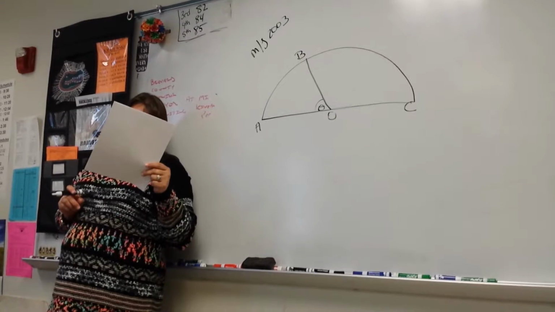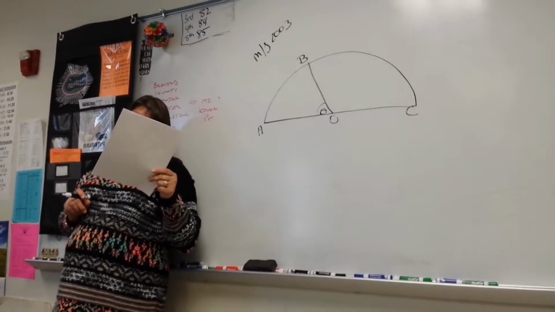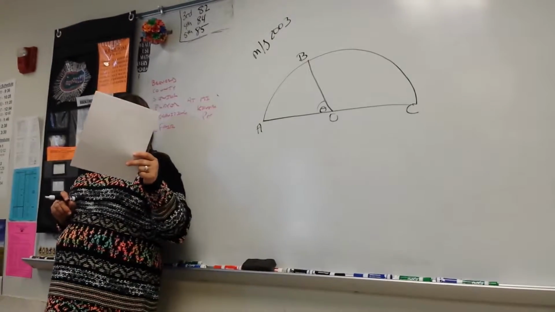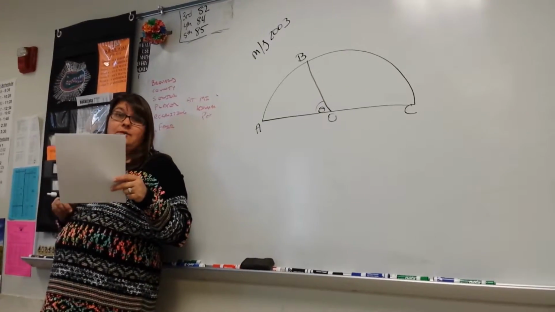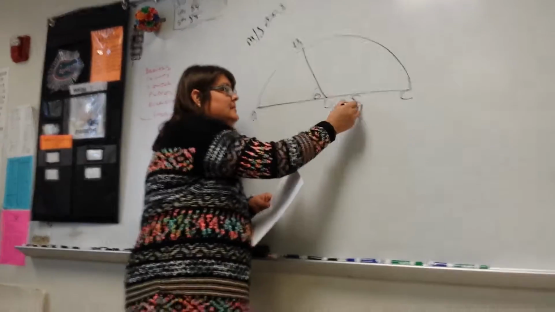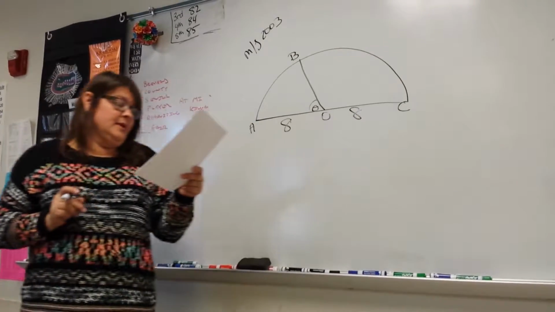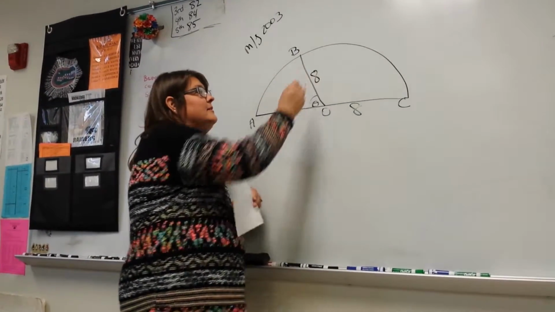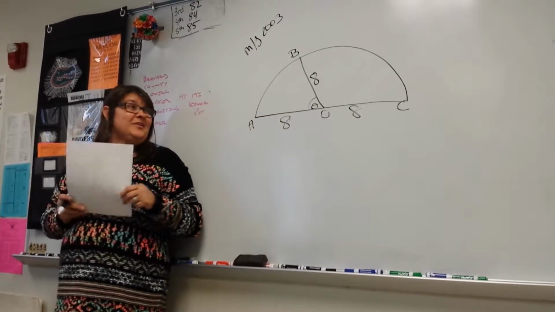You have a semicircle ABC. O is the center, radius 8. If that's the center, what do you know about OC? It is also a radius, so 8. What do you know about OB? 8, very good. Why? Because it's also a radius, the same.